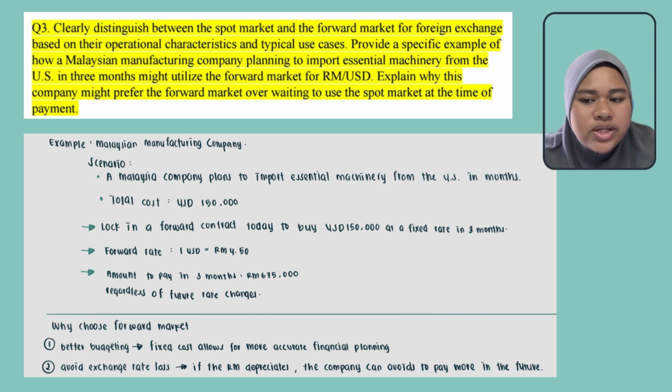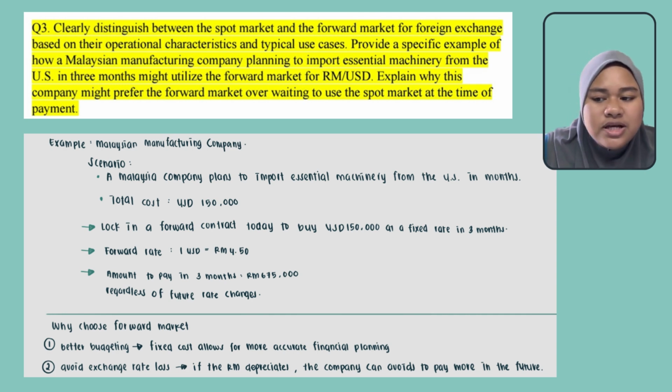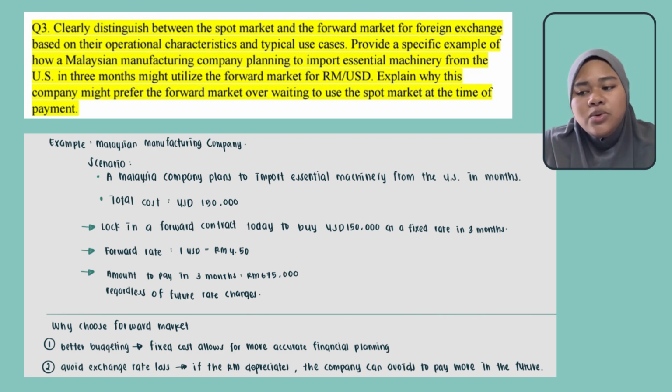If the company waits and uses the spot market in 3 months, the rate could rise to 4 ringgit 80 cents per US dollar. This increase would cost the company RM 720,000. By using the forward market, the company can avoid uncertainty and lock in a known cost, which helps with budgeting and also financial planning. The second one is exchange rate loss. If the RM depreciates, the company can avoid paying more in the future.